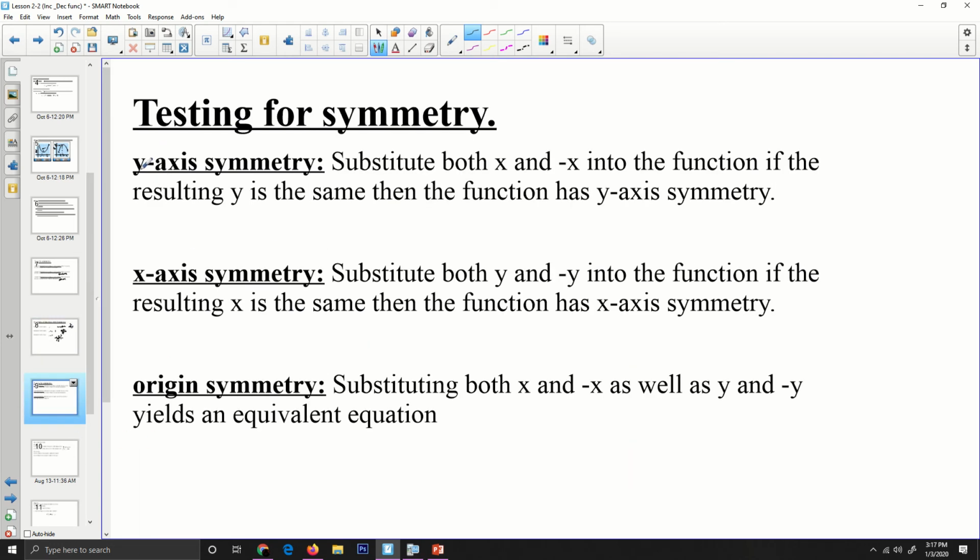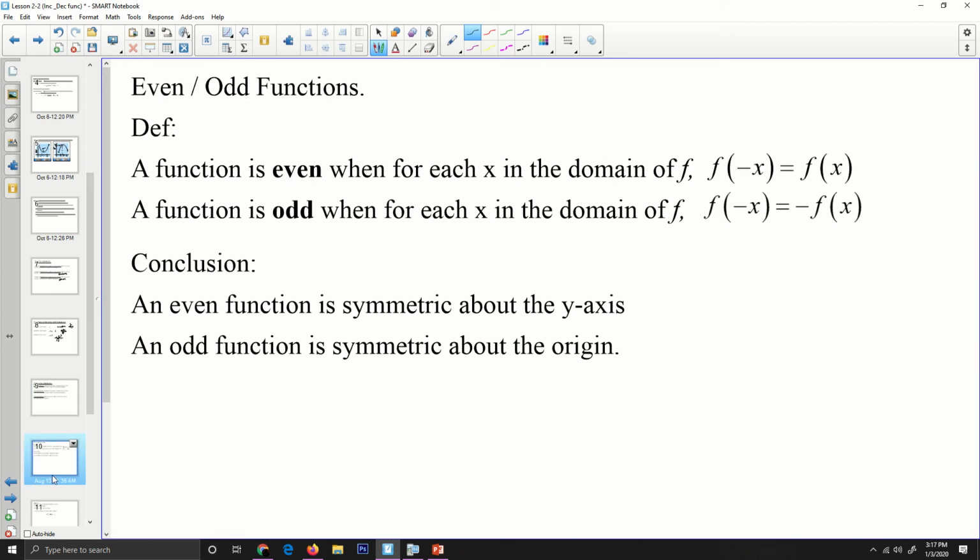Testing for symmetry. If you want to test y-axis symmetry, substitute both x and negative x into the function. If the resulting y is the same as the original function, then it has y-axis symmetry. Substitute both y and negative y into the function. If the resulting x is the same, then the function has x-axis symmetry. And for origin symmetry, substitute both x and negative x as well as y and negative y, and if that all yields equivalent equations, you'll have those symmetries.